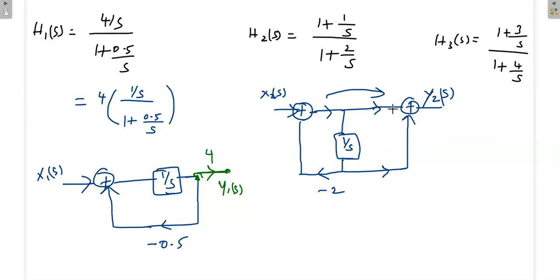Okay, because you are going this way, then again the arrow mark is coming in the opposite way. So this is not a loop, only this is a loop. So we are getting 1 plus 2 by s. In a similar manner, you can also draw the structure for this one.